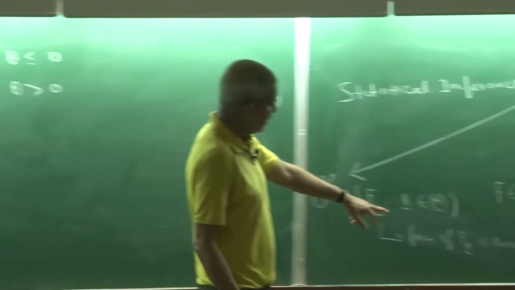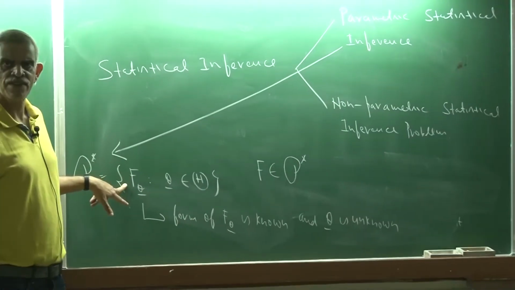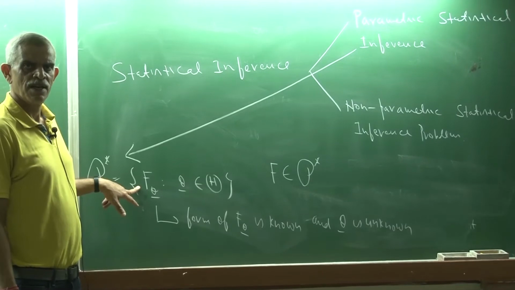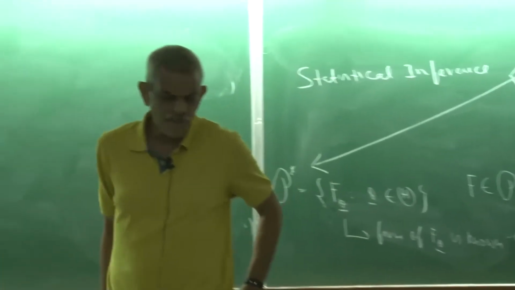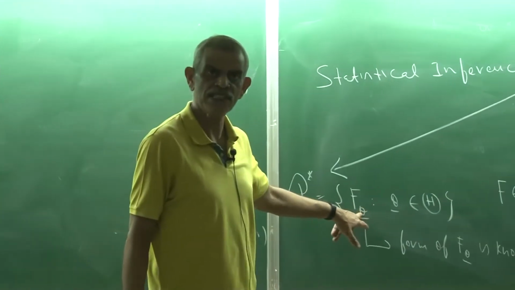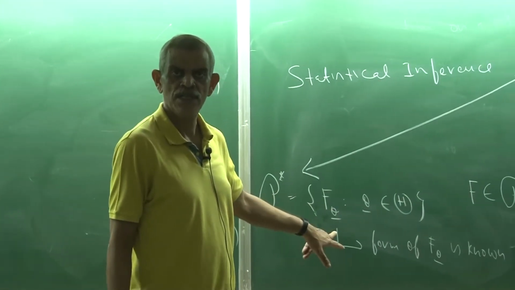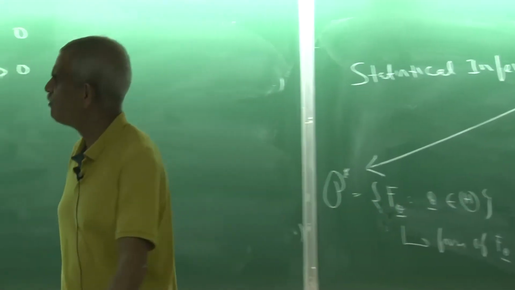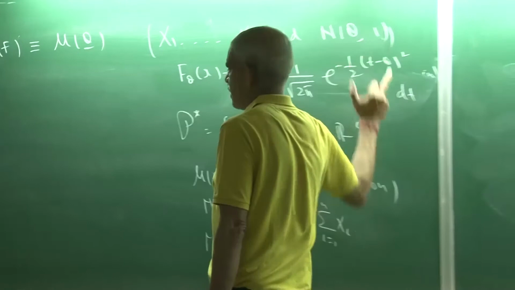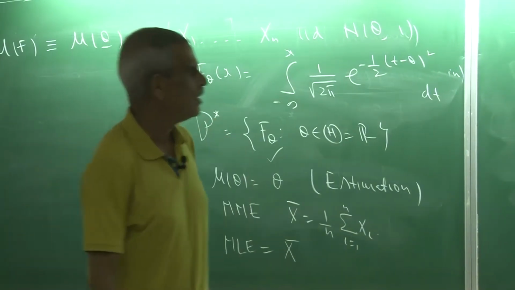So here, the unknown distribution function f belongs to a parametric family. That means f is of the form f theta, where the functional form of f theta is known, but this theta may be unknown. So, as the example I gave over here, you may have a sample from normal theta, 1.